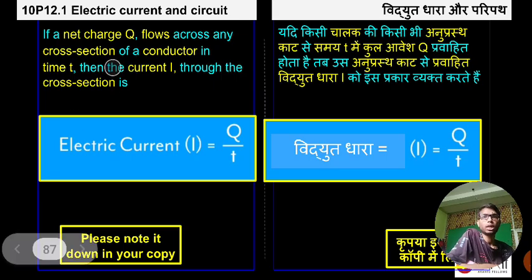If a net charge Q, we can represent this charge as Q, flows across any cross section of a conductor in time t, then the current, we will represent current as I, and charge as Q through the cross section and t as time. What are we saying here? How much charge, and this is the current. So charge upon time will tell you that this much current has flowed.